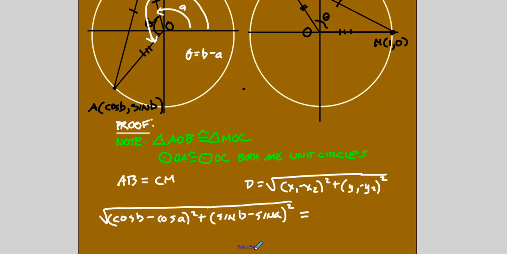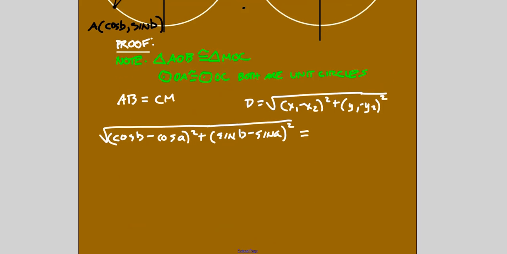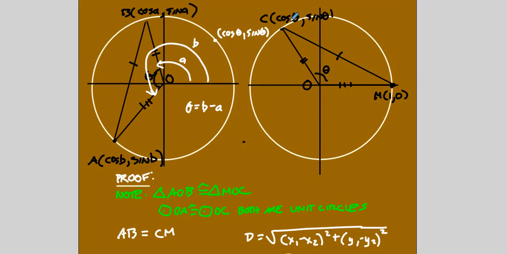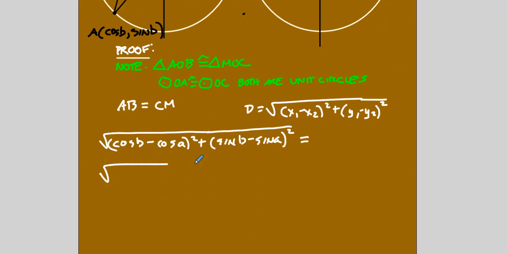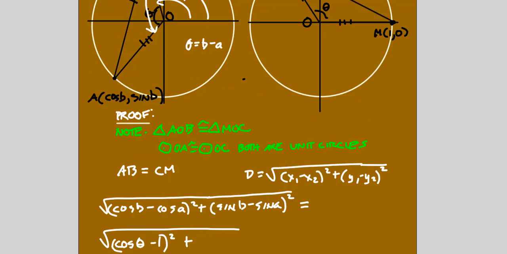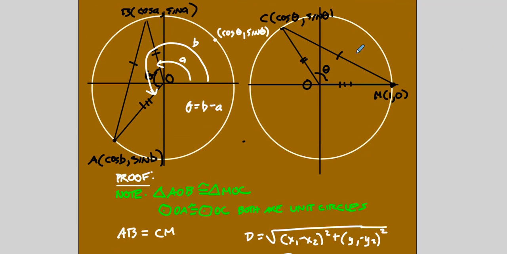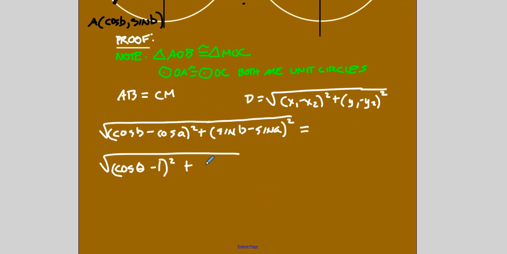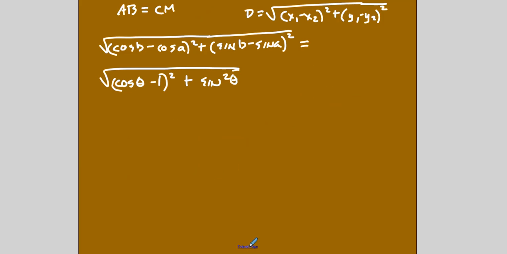And that's going to equal the length of CM. I'm going to call that the square root of the cosine of theta minus 1 quantity squared plus the sine of theta minus 0 quantity squared, which is just sine theta, quantity squared, which is sine squared theta. Okay, so now we're going to multiply this out.